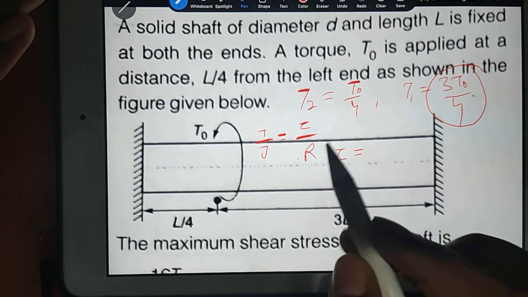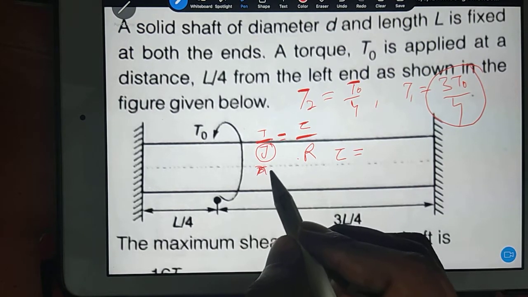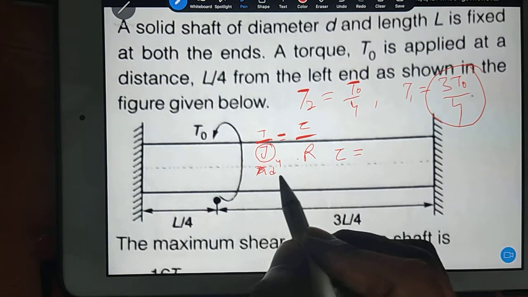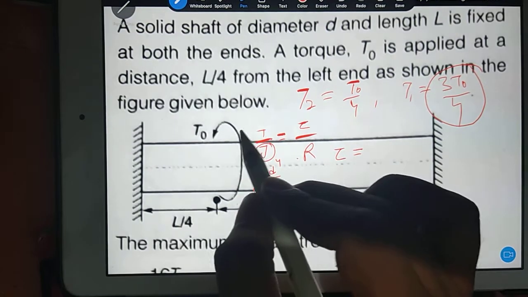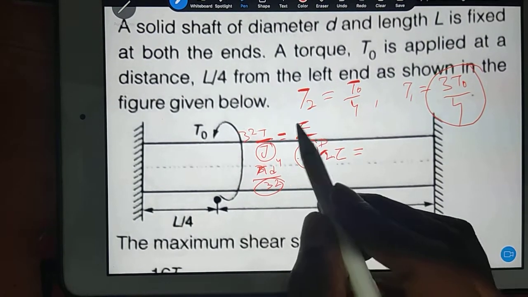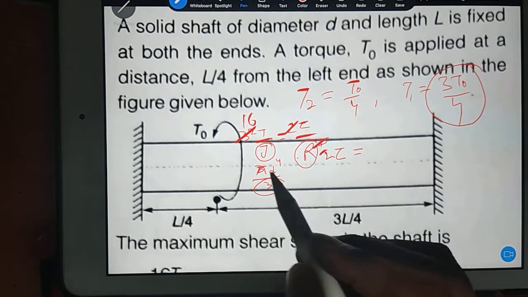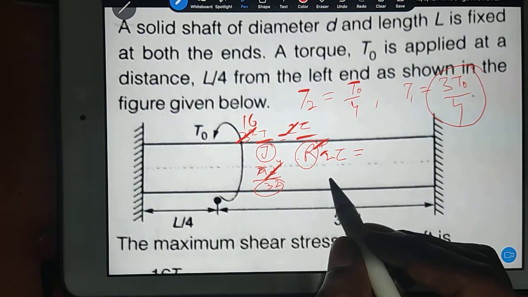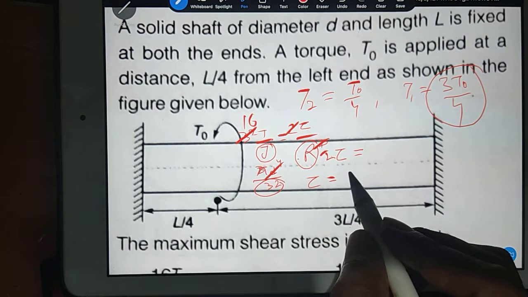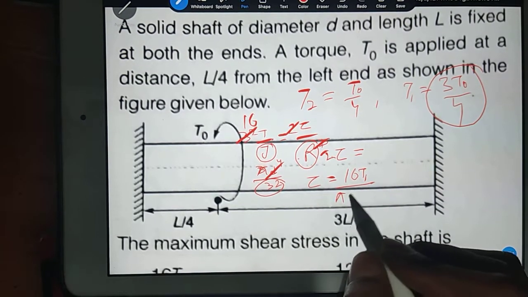You multiply, see here, this J is nothing but pi d power 4 divided by 32. Okay, so this 32 I can write here. What is this R here? This R is nothing but d by 2. So this 2 I can write here. So this 2 and 32 I can cancel, 16. So this d and d I can cancel like this. So my final answer will look like for the tau, how will it look like? 16 T1 divided by pi d cube.